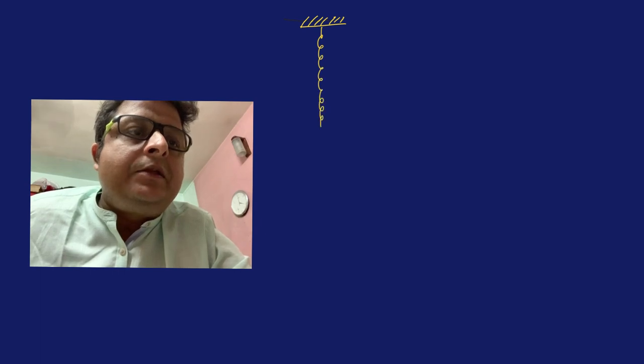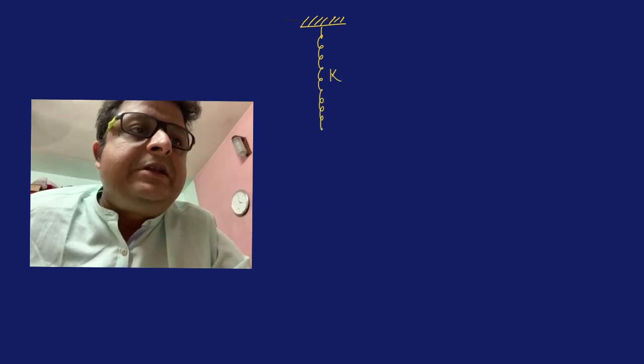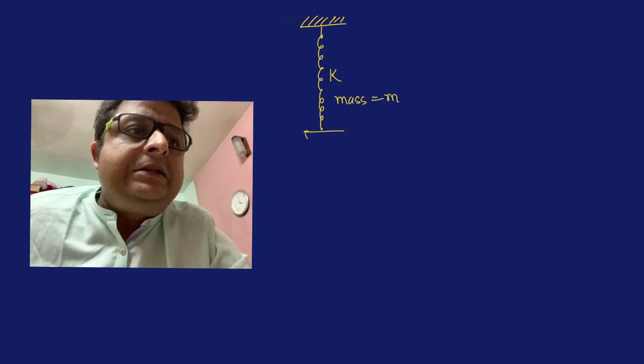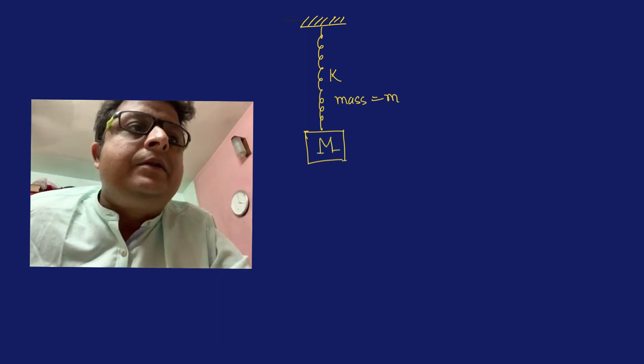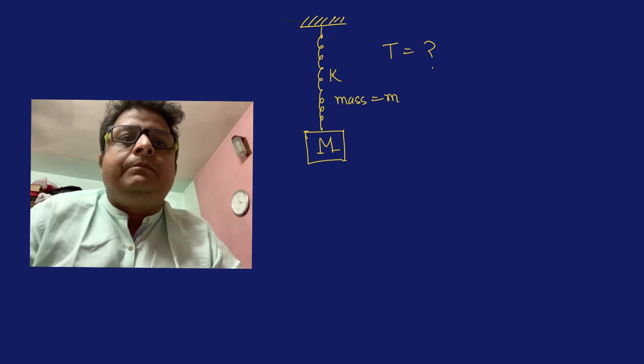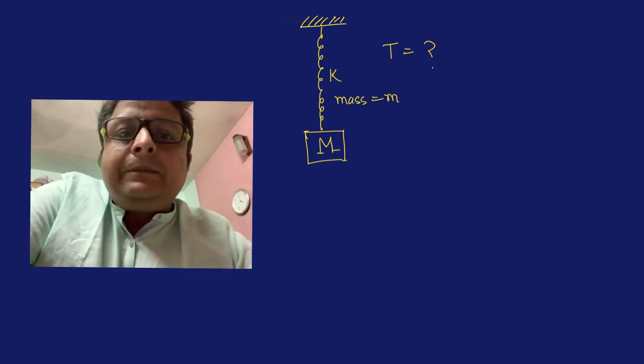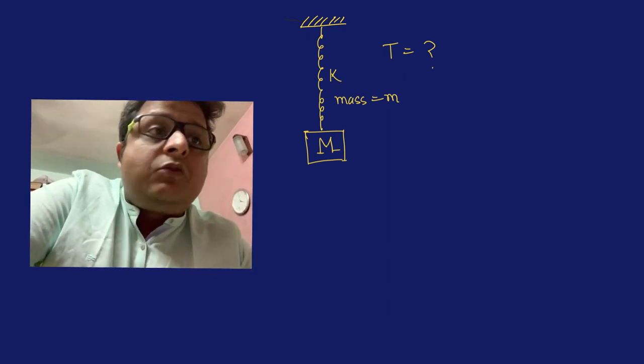Hello. Sometimes a question comes up. In many cases students have asked me that if there is a spring with mass, then what will happen to the time period of the SHM of a block attached to that spring? If there is a spring, say spring constant K, and the mass of the spring is small m, and there is a block attached which is of mass capital M, what will be the time period of this system? Now, first I will tell you the answer and then we'll go for the proof.